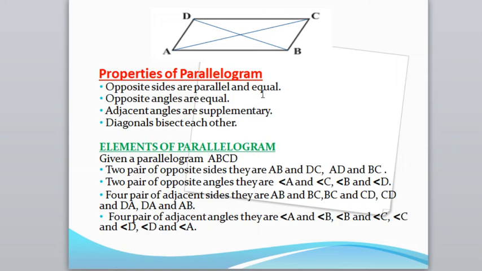So here the total number of angles present is 4, that is angle A, angle B, angle C and angle D. Here you notice angle A and angle B end at the same side. It means angle A and angle B are adjacent. Then similarly angle B is adjacent to angle C. Angle C is adjacent to angle D and angle D is adjacent to angle A. So this is the fourth element. Always remember these four elements of parallelogram.